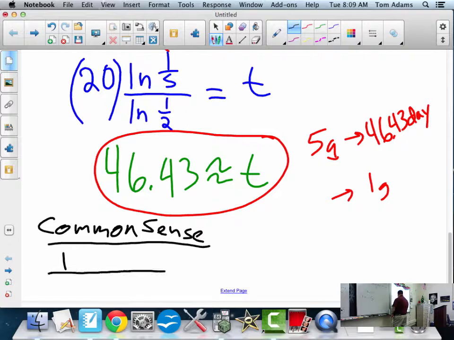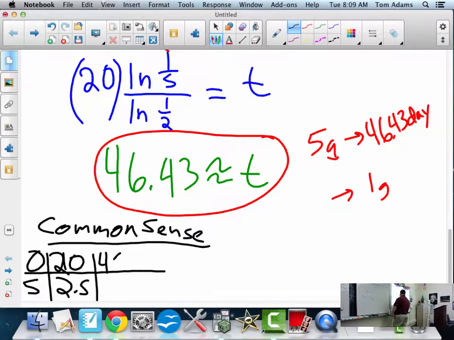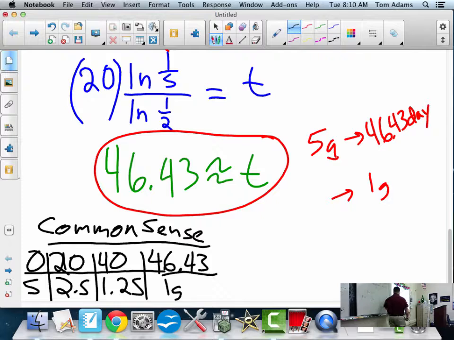So if I make a little chart, on the first day, day 0, I have 5 grams. After 20 days, I'm left with 1/2 of that, which is 2.5. After another 20 days, which is 40 days from the beginning, I'm left with 1/2 of 2.5, which is 1.25. And then if I were to go another 60 days, it would be 1/2 of that. 46 seems like a reasonable answer to be at 1 gram, doesn't it? That seems reasonable. If I had 460, that'd be crazy, right?